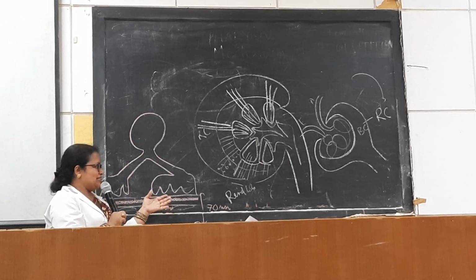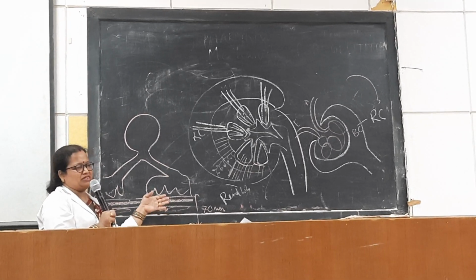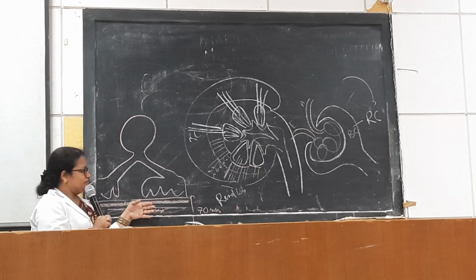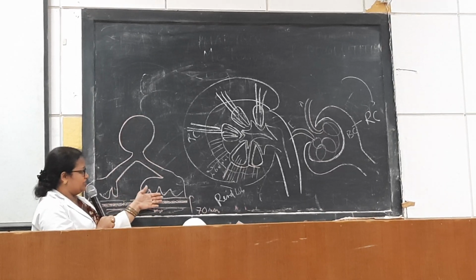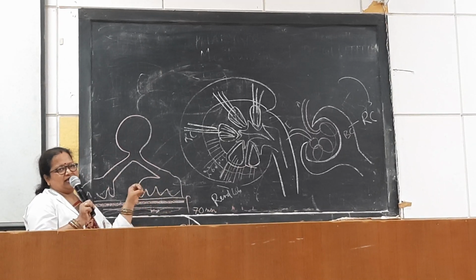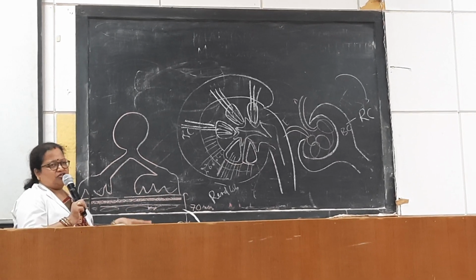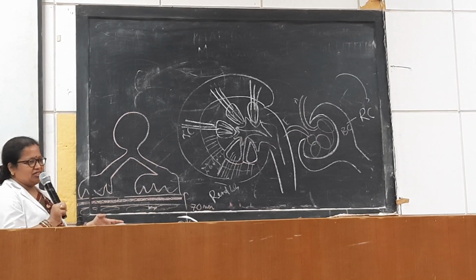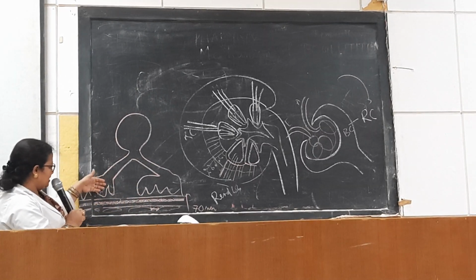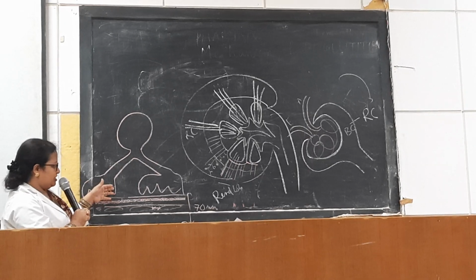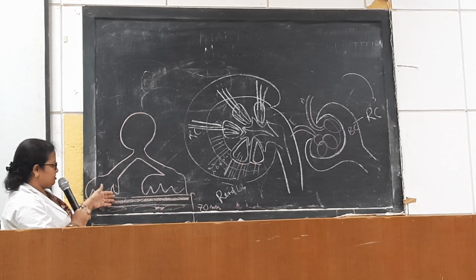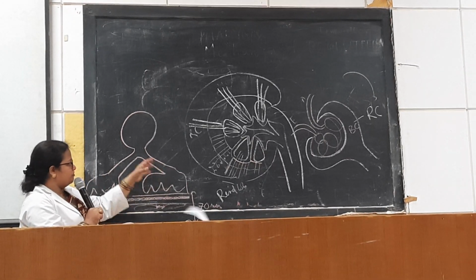So if there is damage in the glomerular basement membrane in case of diabetes or glomerulonephritis, then what happens? This dense layer will allow the proteins to pass through. So this leads to proteinuria or albuminuria. So if you find albumin in urine, that means there is some damage to the glomerular basement membrane. And the third component of the glomerular filtration barrier is formed by the foot processes of podocytes.